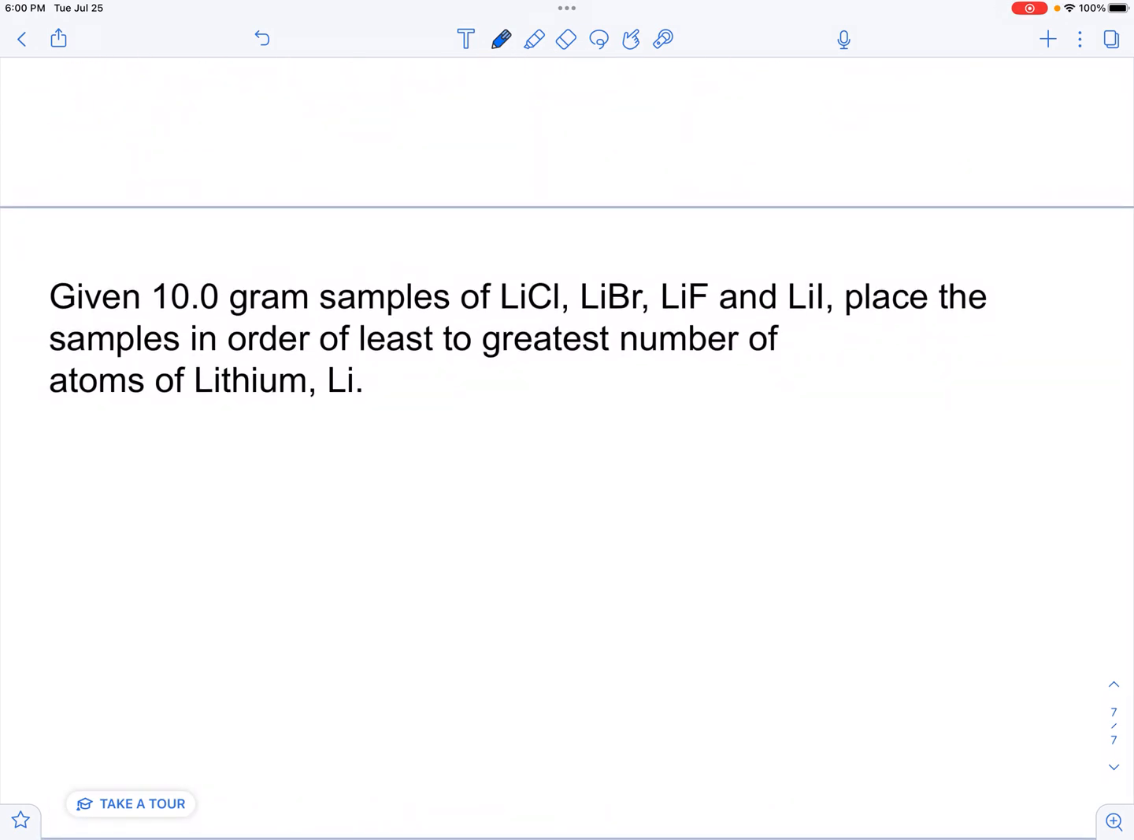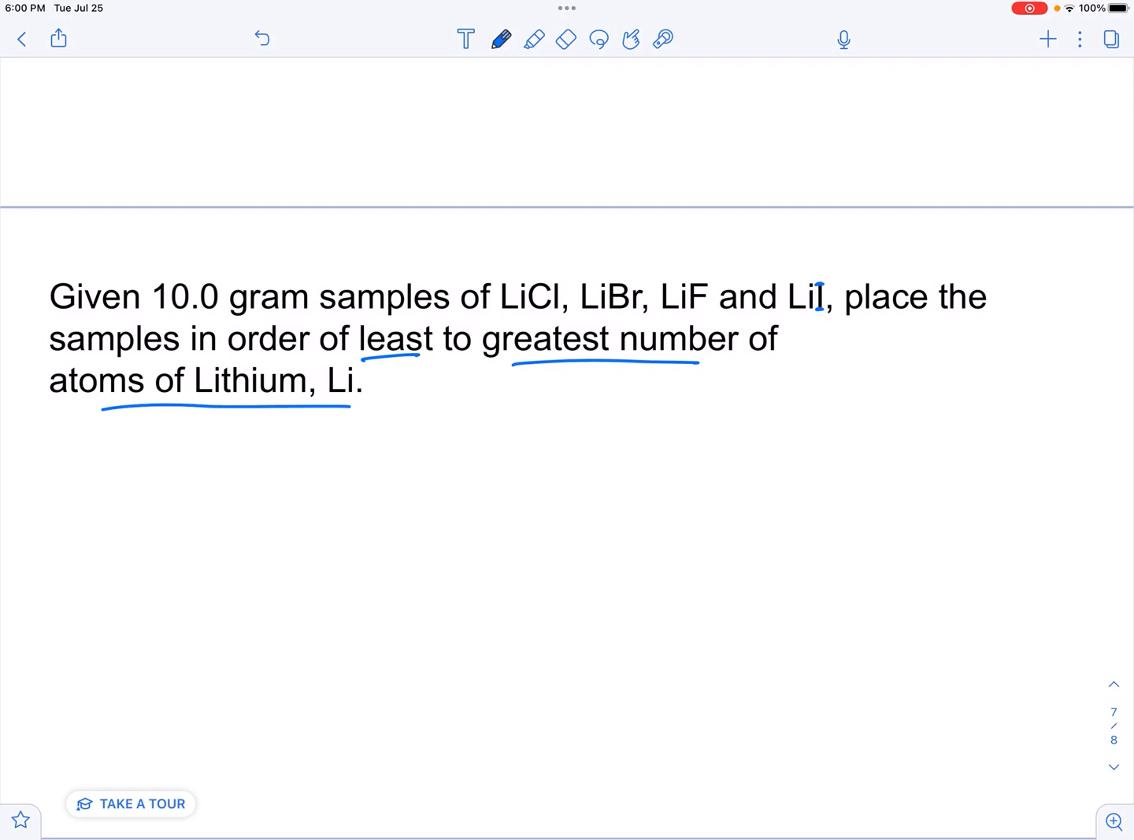All right, so here is a different style of question. Given 10.0 gram samples of LiCl, or lithium chloride, lithium bromide, lithium fluoride, and lithium iodide, that's what this is. I should have used a font that showed that. Place the samples in order from least to greatest number of atoms of lithium.